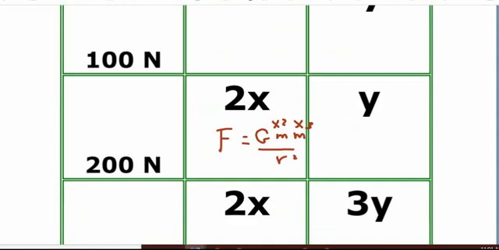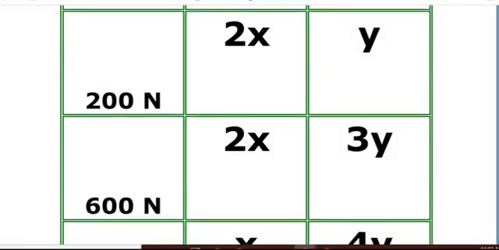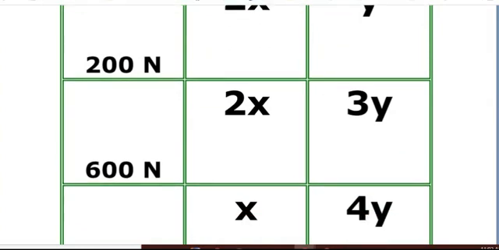Who knows? Samantha knows. 600. What did she do? She simply did 2 times 3. If I'm changing one by 2 and changing the other by 3, 2 times 3 is 6. I plug the changes into my equation, and it goes up by 6. Good for you. Now, at this point, you should get it.